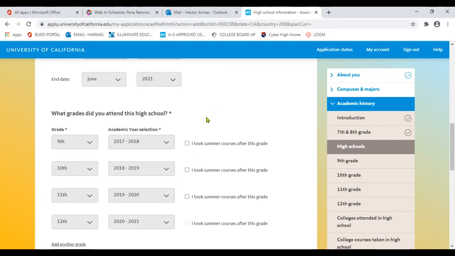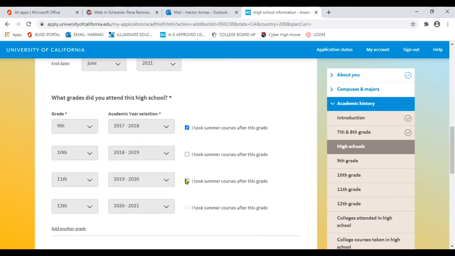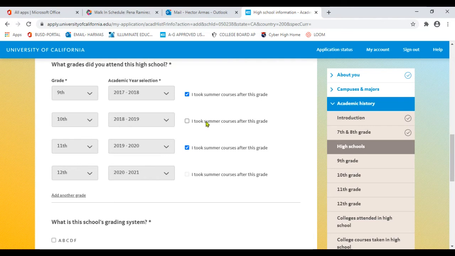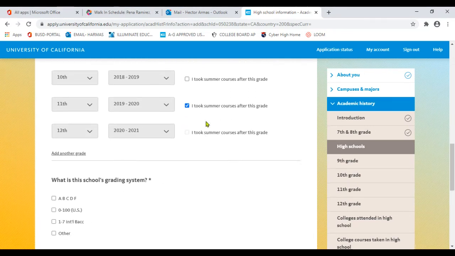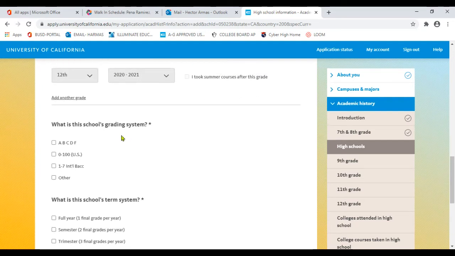And then I also have an opportunity to write down if I took summer courses after this grade. So I'm going to say, yes, I took a class after 9th grade and I took a class after 11th grade. Okay, as an example, in the 10th grade, I decided that I wasn't going to go to summer school, and so I'm not going to click those. All right. The next question is, what is the school's grading system? Well, we grade A, B, C, or D.